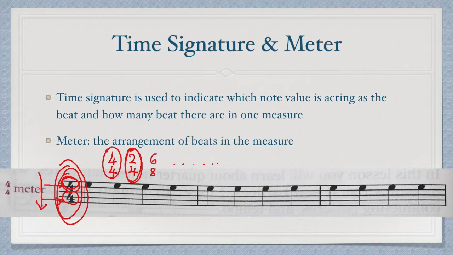And this arrangement of beats in the measure is called meter. I want to clarify the difference between time signature and meter because they sound pretty similar. Time signature is the symbol like 4/4 or 2/4, which indicates both the unit and how many beats. But meter specifically means how to divide the measure. Like 4/4 meter means this measure can be divided into 4 parts because it contains 4 beats. And 2/4 meter means this measure can be divided into 2 parts because it contains 2 beats.